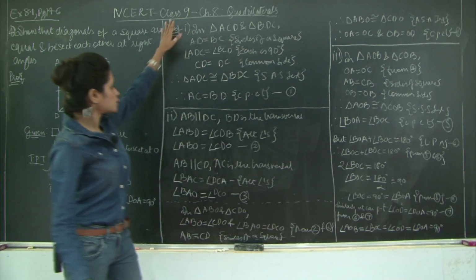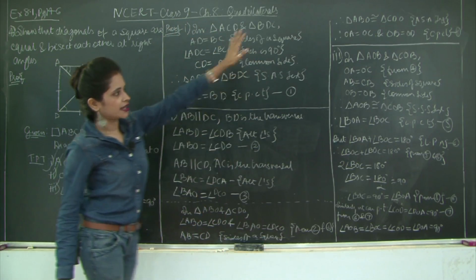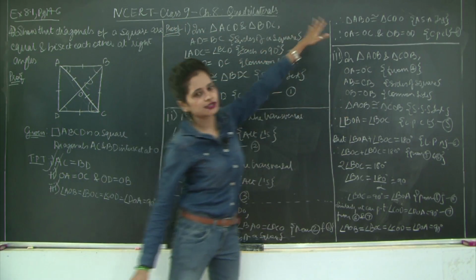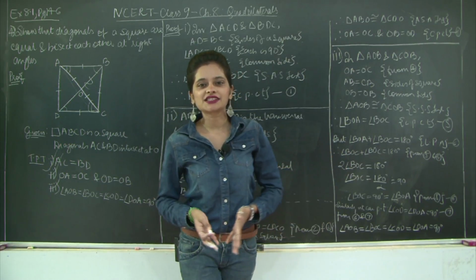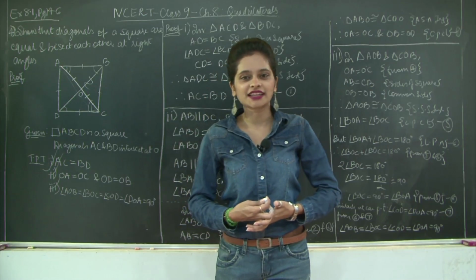So the first part is proved here, the second part is here, and the third part is here. The second part stretches a little bit until here. So our board is full. We do not have much space. So let's continue with the next sum in the next class.